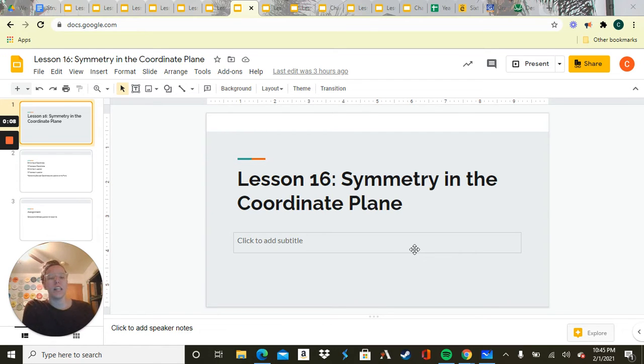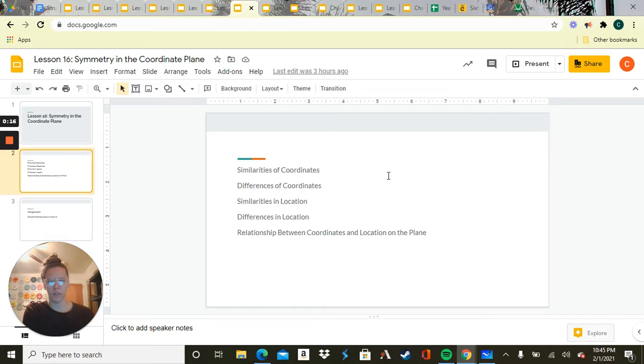Our lesson 16 is symmetry in the coordinate plane, and this is going to branch off of when we learned about opposites. We have a few different things. The first is similarities of coordinates, differences of coordinates, similarities in location, differences in location, and relationship between coordinates and location on the plane. We're going to look at all of these. Your assignment focuses on the similarities and differences of coordinates, just because that's a little simpler for not being in person.